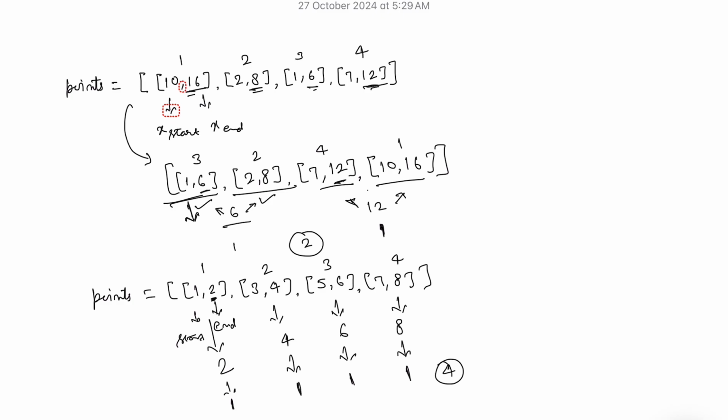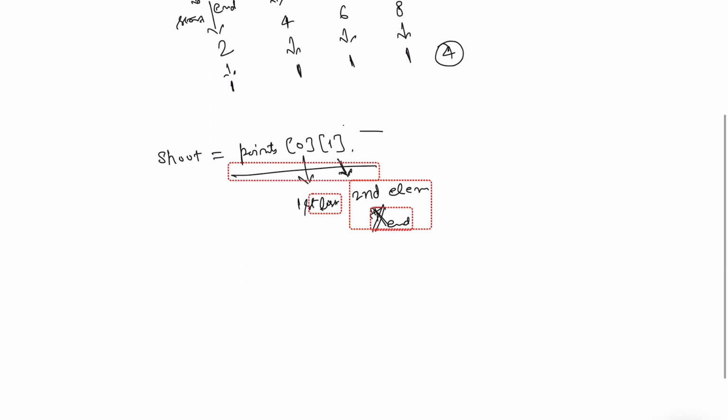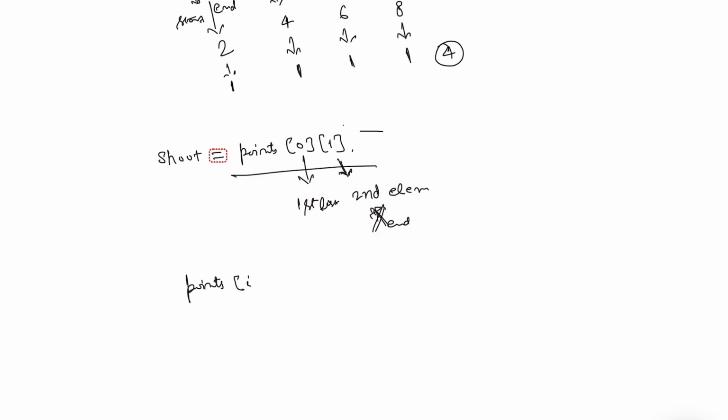So here points[0][1] will be 6, the first list and second element. So this is 6. So we have to compare inside, we will traverse with a for loop, and we will check these points. We have to check the first point of each list, and this is our shoot position.